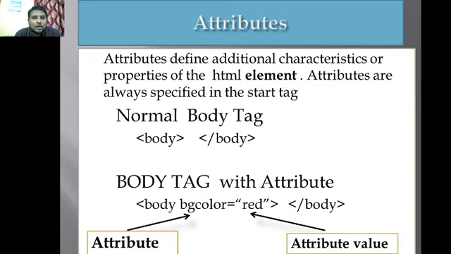A normal body tag looks like this: body, close. But if I want to give a color to my web page, then I have to write some extra features, some extra properties, inside the body tag. Here I have written body bgcolor equal to red, where bgcolor is my attribute and red is the attribute value. So what will happen? The website will be red in color.